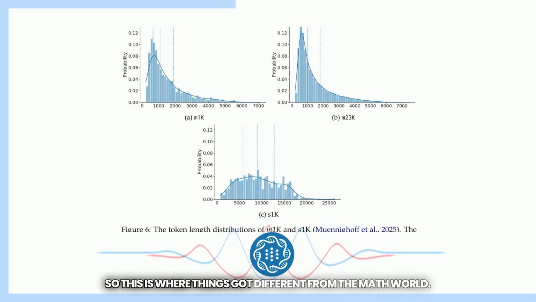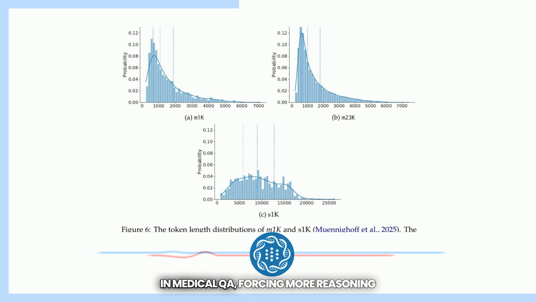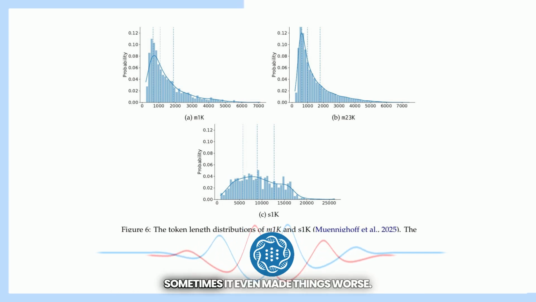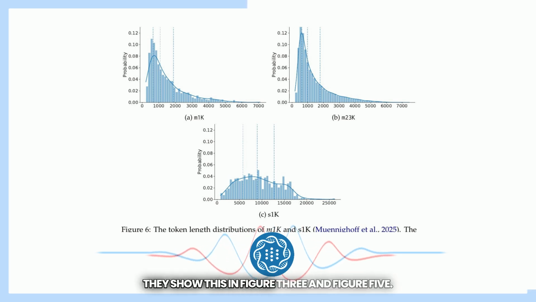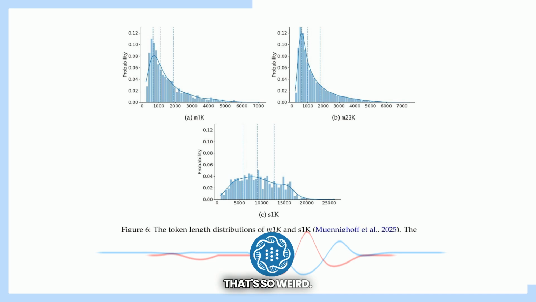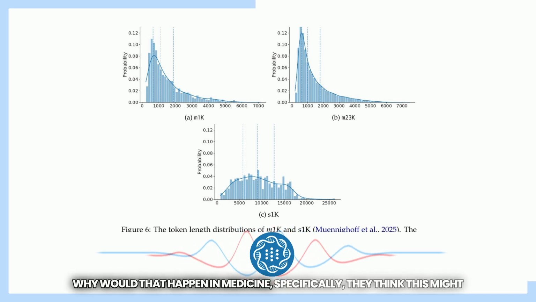So this is where things got different from the math world. In medical QA, forcing more reasoning with the weight tokens didn't always improve things. Sometimes it even made things worse. Really? Yeah, they show this in Figure 3 and Figure 5. Wow, so it actually made previously correct answers wrong. Yeah, it did. That's so weird. It is kind of counterintuitive.